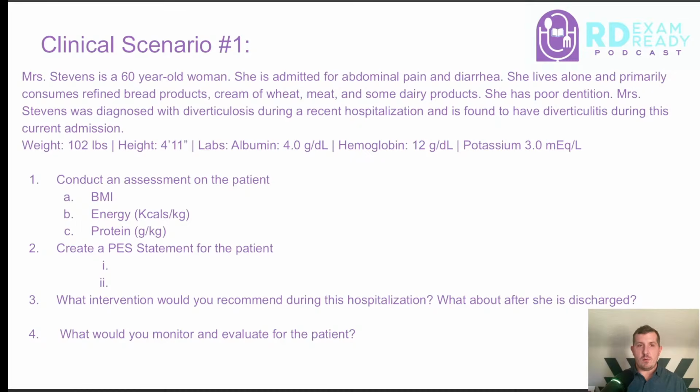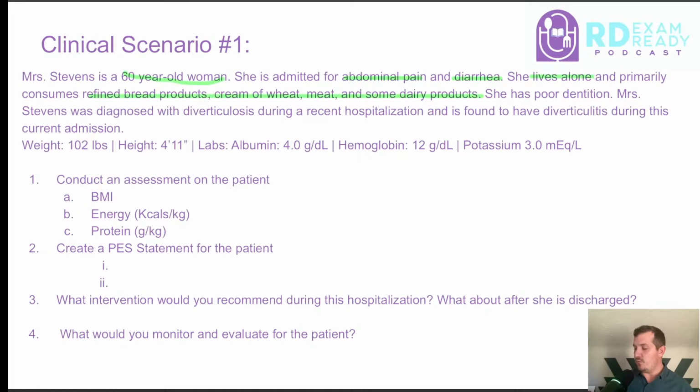All right. So I want to start by first just reading through the scenario itself, make sure we all understand where we're at on each of these points. So things that I would highlight: the abdominal pain, the diarrhea, of course, her being 60, lives alone. And then based on what she consumes here, what do you notice about that diet? I want to give you a couple seconds to get your brain thinking about what do refined bread products, cream of wheat, meat, and some dairy products all have in common?